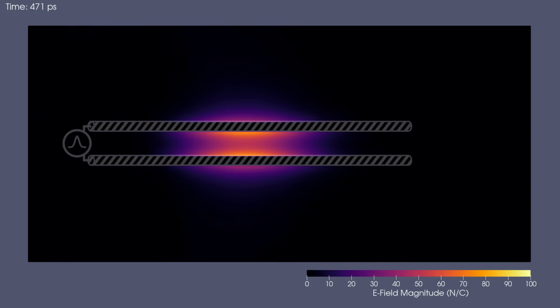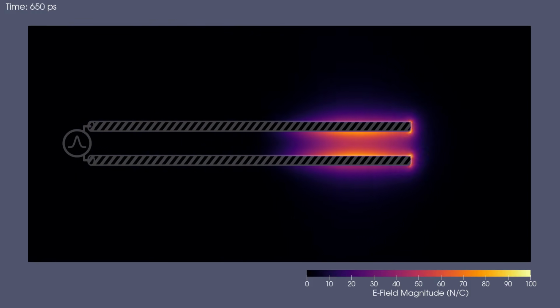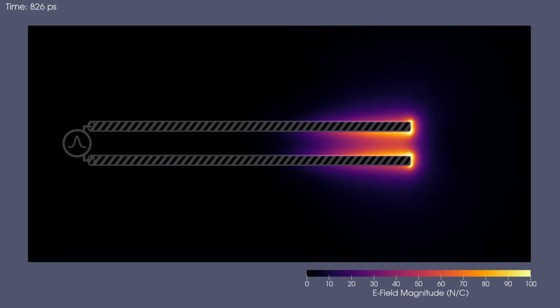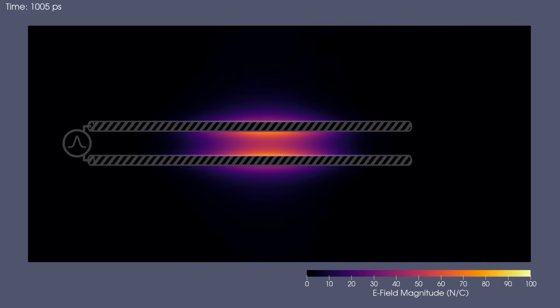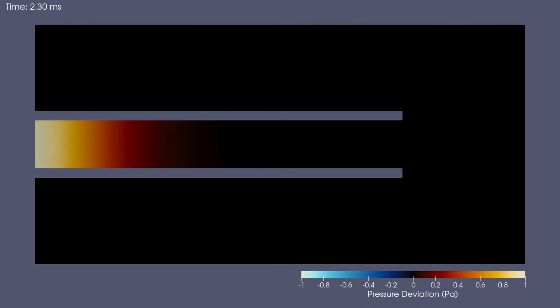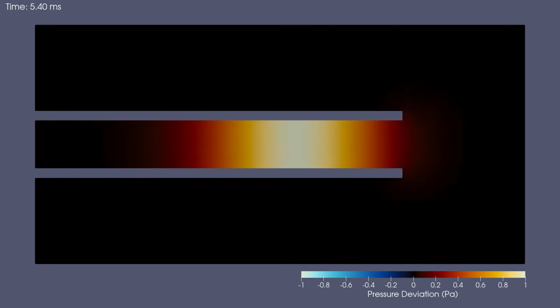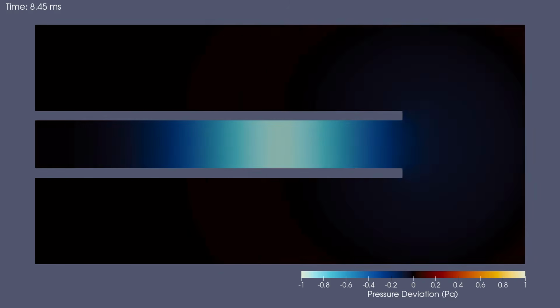In my last video, I talked about electromagnetic waves reflecting from the open end of a wire pair. That seemed weird because there's nothing there to reflect the waves. But exactly the same thing happens for sound waves. Sound waves can reflect from the open end of a pipe.